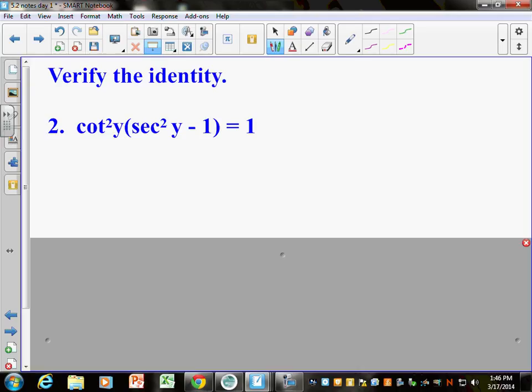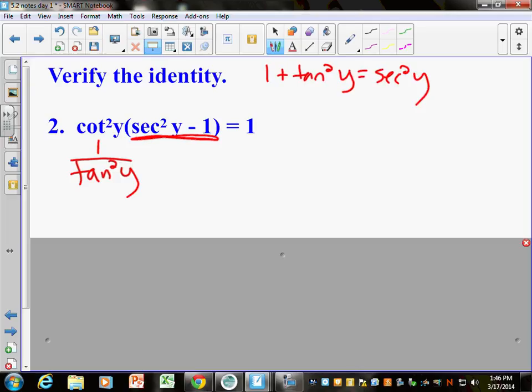So what do you think? Anybody have any suggestions? Colton, what do you see? This is what jumped out at me first. Secant squared and 1. There's an identity that has secant squared and 1 in it, right? 1 plus tangent squared equals secant squared. You got to know these. So if that's true, what does secant squared minus 1 equal? Tangent squared. You see that?